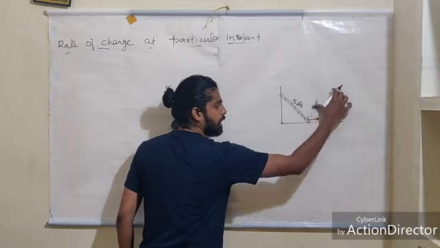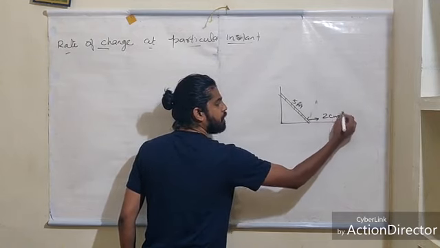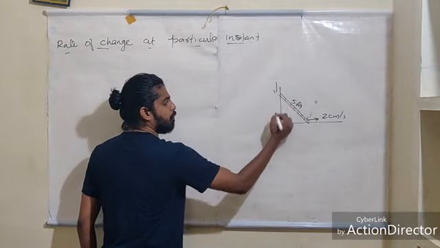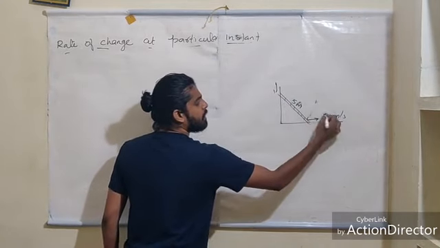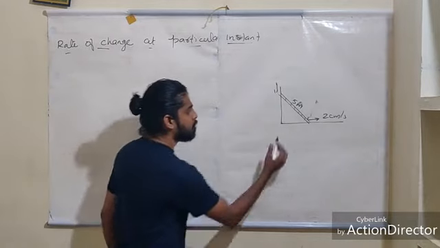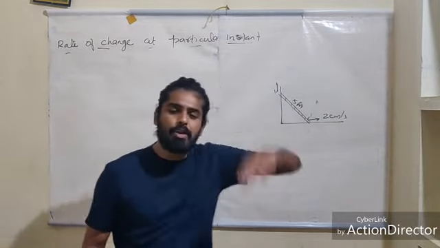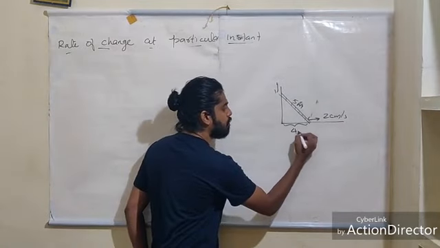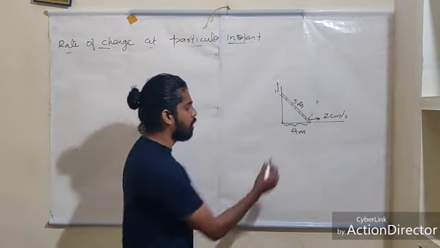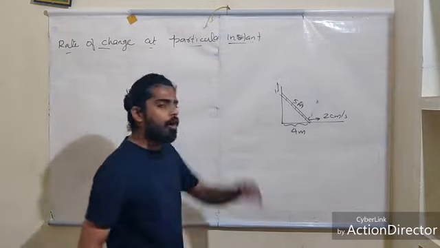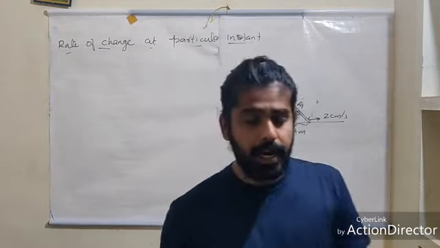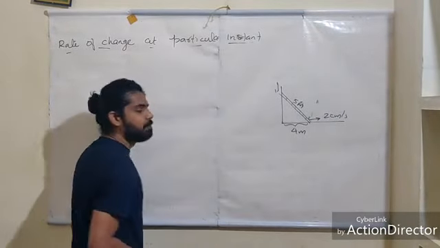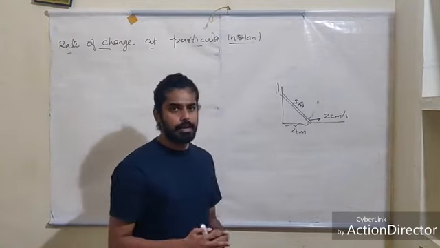We are pulling it along the ground at the rate of 2 centimeter per second. So obviously the height of the ladder will decrease, right? It will drop from here. If we are pulling it at 2 centimeter per second, at what rate will the height on the wall be decreasing at the instant when the foot is 4 meter away from the wall? So imagine how fast it will decrease.